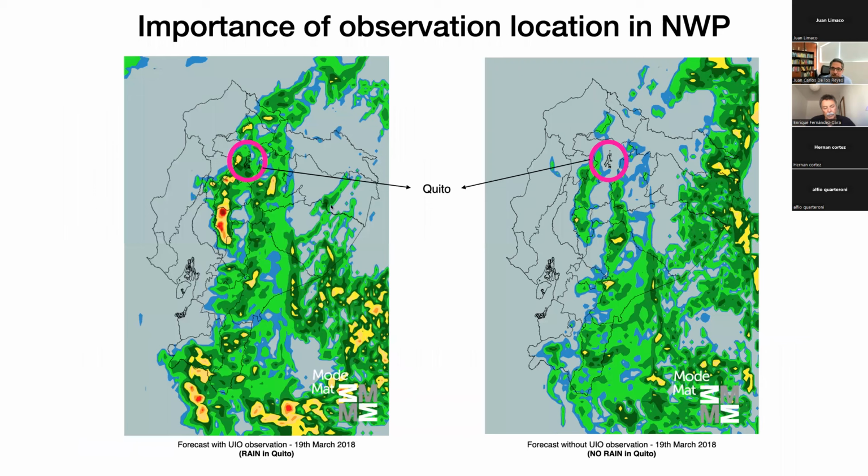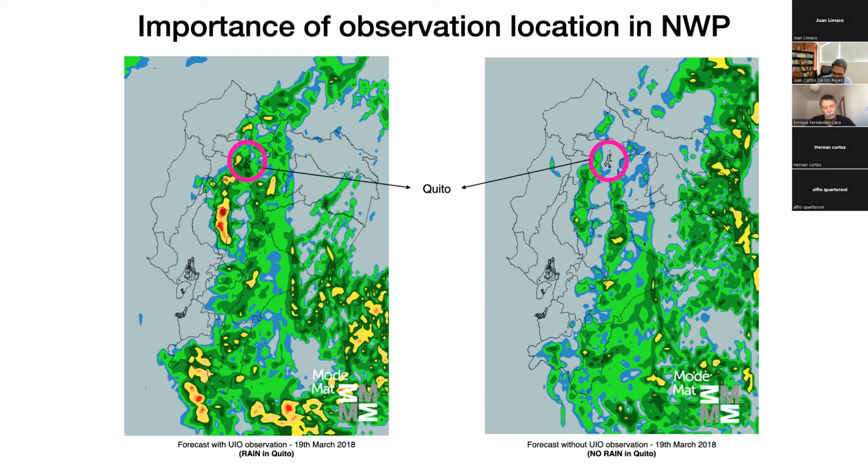So this is an example of what happened at a given day in 2018, with the weather forecasting that we did that day in Quito. On the left-hand side, you can observe the forecast incorporating the observations from the airport in Quito. And on the right-hand side is the forecast without those observations. You can realize that the forecast here was heavy rain in the city, while in this part, the forecast was about not raining at all.